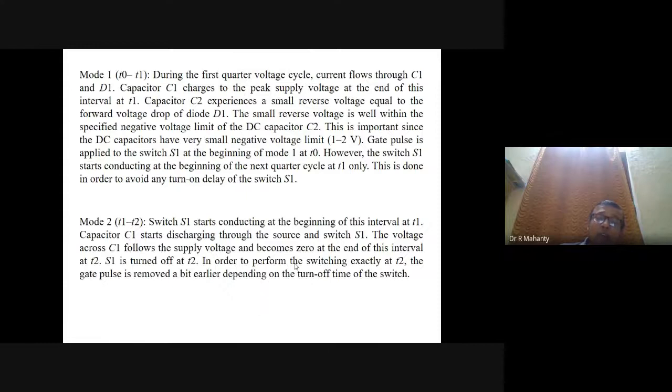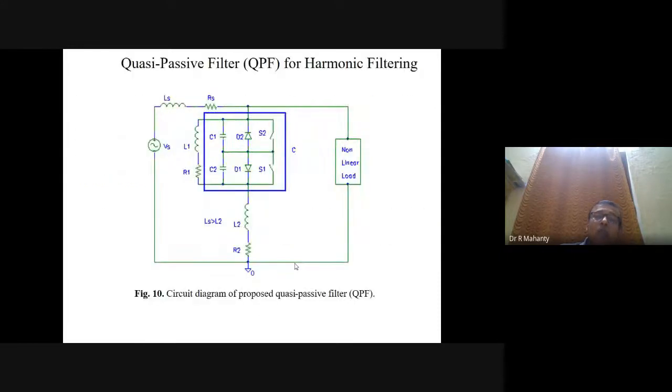Now, with this capacitor, let us see what we can do. We have obtained a large value AC capacitor using C1, C2, D1, D2, and S1, S2. And this capacitor is denoted by C.